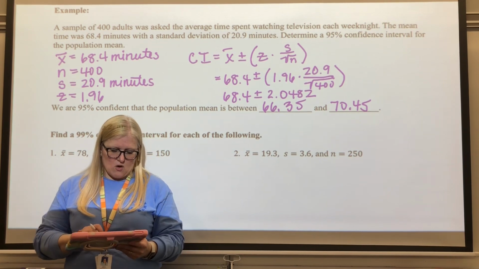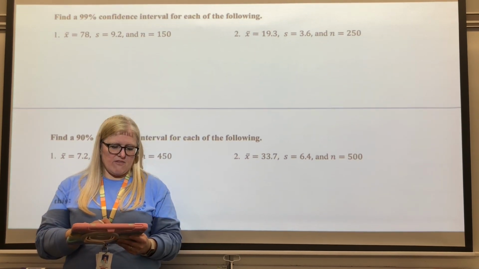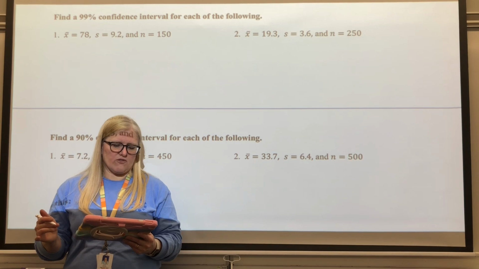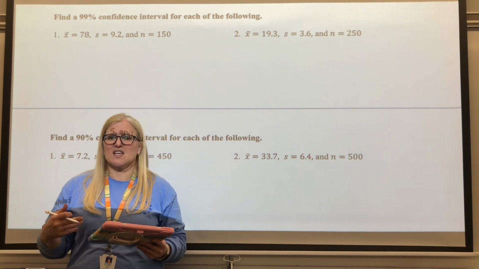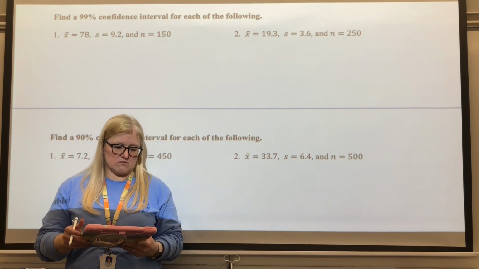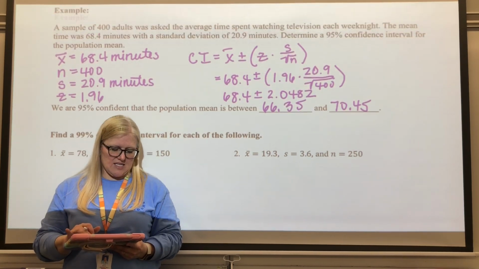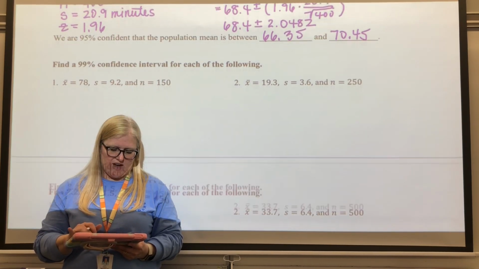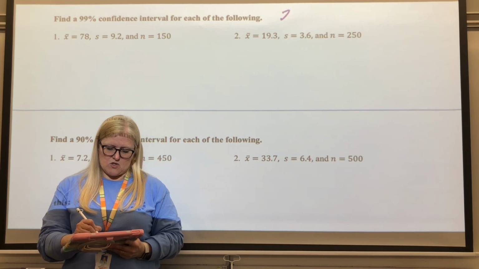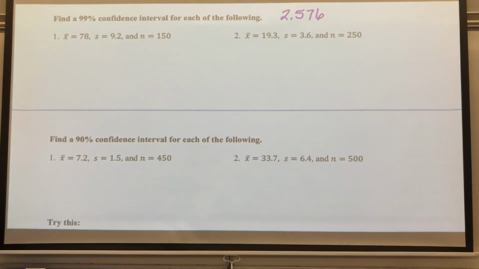Okay, so let's look at this. Find a 99% confidence interval for each of the following. It's not even a story problem, they just flat out tell us. And for a 99% interval, Z is 2.576. So we're just going to do these couple.